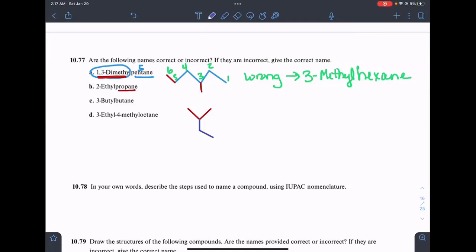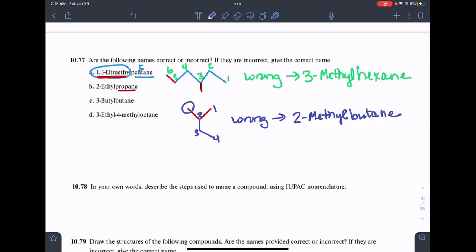So now if we look at this, is there a way to count this differently to get a longer chain? And the answer is, here is our longest chain, right? Now we just have to figure out how to number it if this is our substituent. So we're going to number it like this. 1, 2, 3, 4. So this was a wrong name, and the new correct name is: on carbon number 2, I have a methyl group, so 2-methyl, and now it is 4 carbons long, so it's butane.